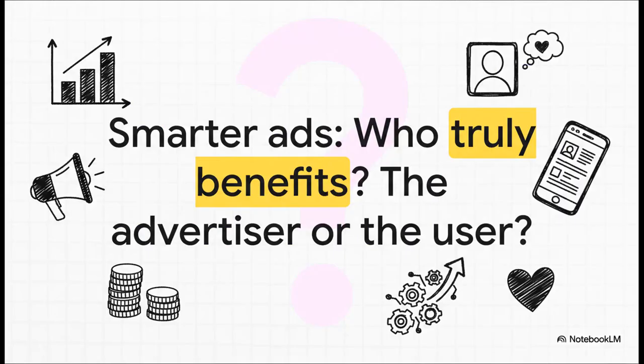everybody involved. So, all of this brings us to our final question. This technology is getting more powerful, more efficient, and more woven into our digital lives every single day. As this evolution continues, it's really worth asking, who is the ultimate winner in this automated world? Is it the advertiser who's getting a better return on their investment? Is it the publisher who's making more money? Or is it you, the user, who's supposedly getting more relevant content? Definitely something to think about.